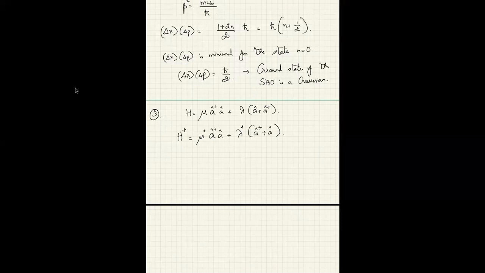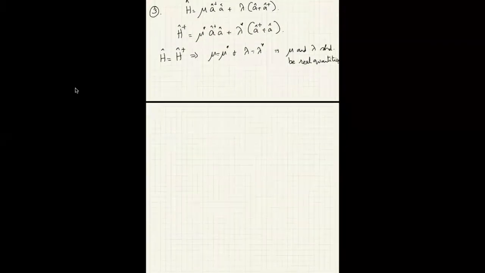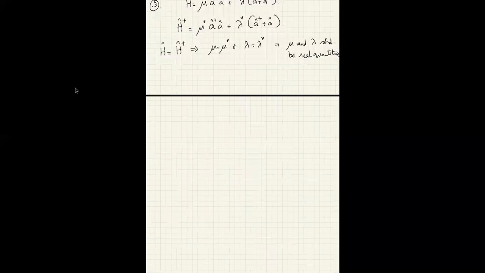So if I want the Hamiltonian to be a Hermitian quantity, I want the first line and the second line to be the same. H equals H dagger implies mu equals mu star and lambda equals lambda star. That's what it says, right? Otherwise, the two equations will not be identical. That tells you that mu and lambda should be real quantities. Because if something is equal to the complex conjugate of itself, then obviously the quantity is completely real. Okay? So that is the constraint on mu and lambda the problem places.